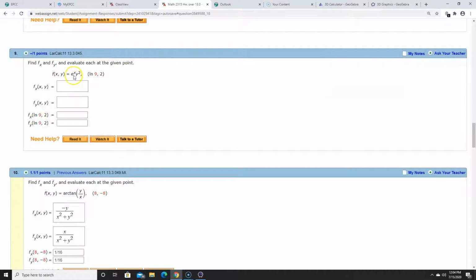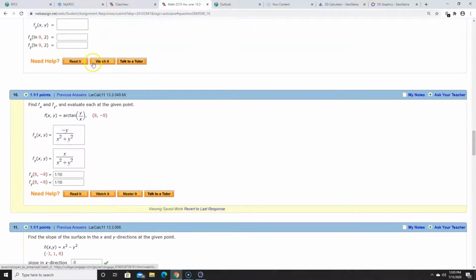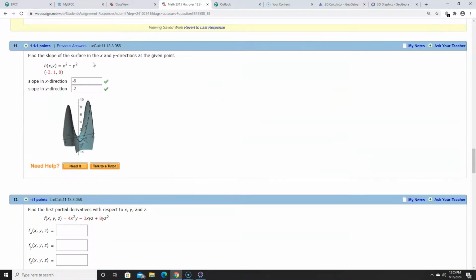Just remember, if you have e to the ln of 9, when ln of 9 goes into base e, they're inverses of each other, so e to the ln of 9 will compose out to just 9. So as long as you remember that, then it should be fairly nice. We did 10, we did 11.